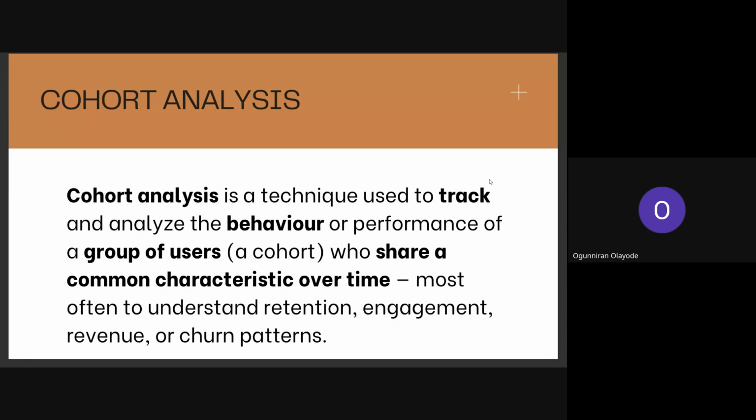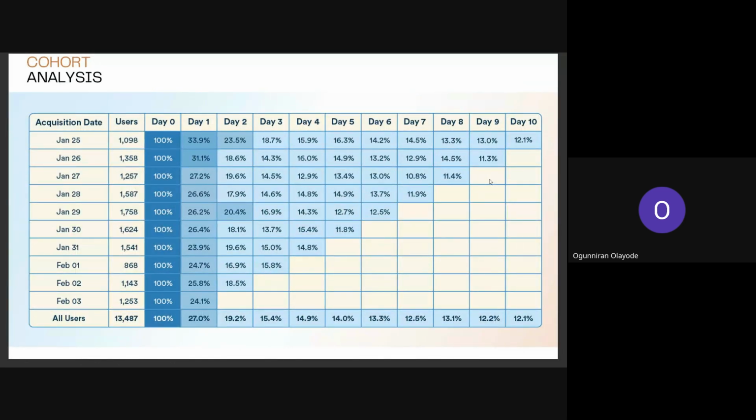Cohort analysis is a technique used to track and analyze the behavior or performance of a group of users which share a common characteristic over time. Cohort analysis basically tries to determine the churn rate or retention rate of customers at a particular period of time. Churn rate is how many customers are leaving, and retention rate is how many customers are staying. An example I gave the last time was that, let's say you run a campaign on your product at a particular period of time, and during that campaign period, you gain a lot of customers. You want to track how those customers are leaving or staying over a period of time.